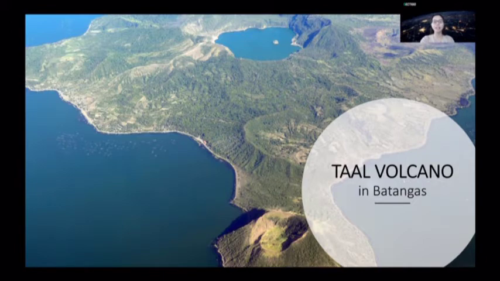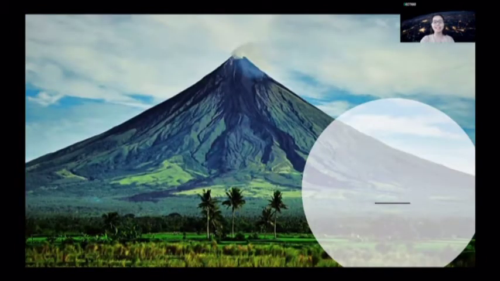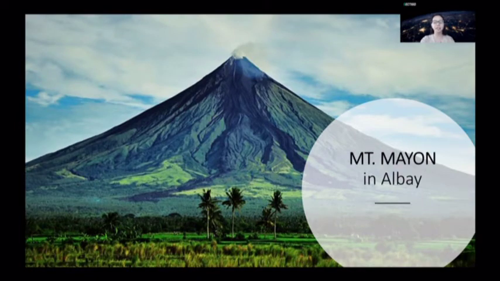Let's take a look at the next picture. This is the Mayon volcano located in Albay, Bicol. Like the Taal, scientists have also recorded several eruptions of Mayon throughout history. Now, have you ever wondered how these majestic yet dangerous volcanoes are formed? Together, let us discover the science behind the formation of volcanoes.